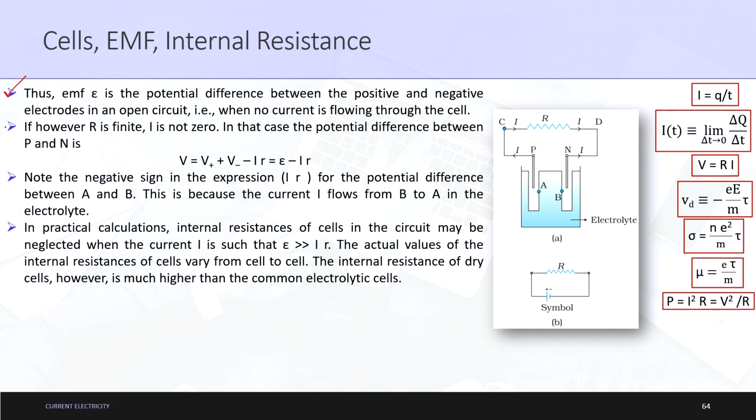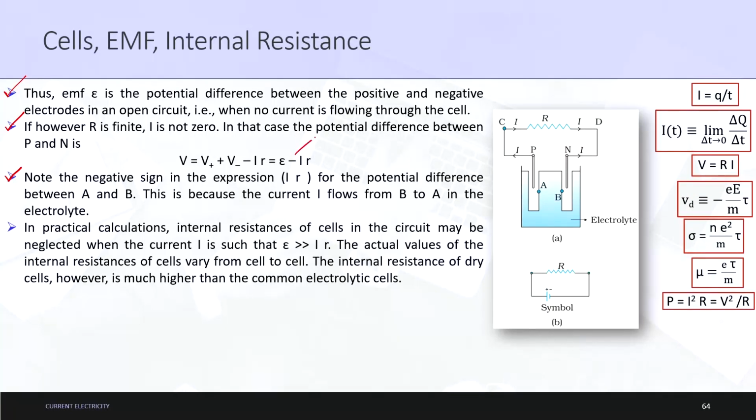Okay. So, note the negative sign in the expression IR for the potential difference between A and B. This is because the current flows from B to A in the electrolyte. Previously we also understood that the current flowing through the resistor is P to N, but the current flowing through the electrolyte is N to P. Because there is a change in direction, we apply that reversal by using a negative sign here. Therefore, the value of potential difference is epsilon minus IR.